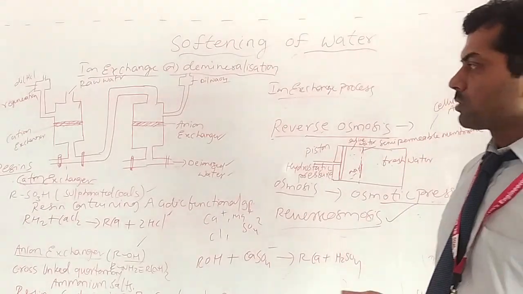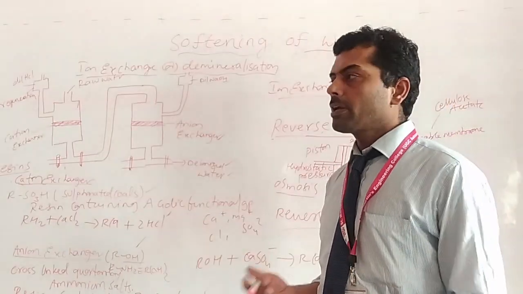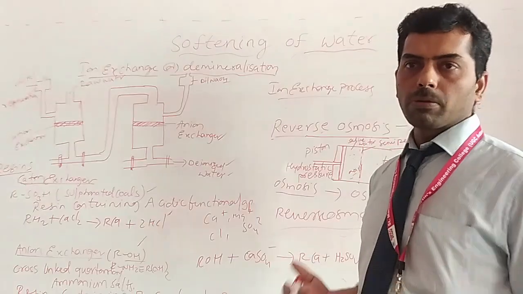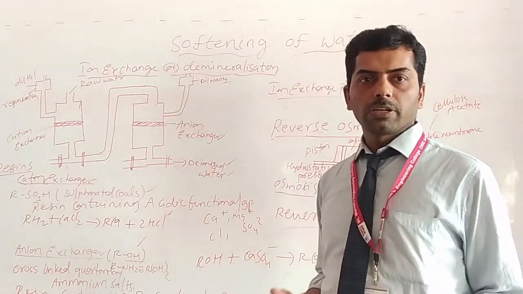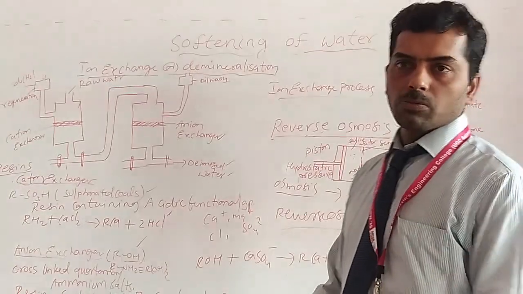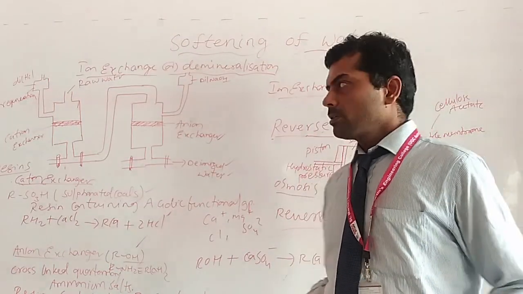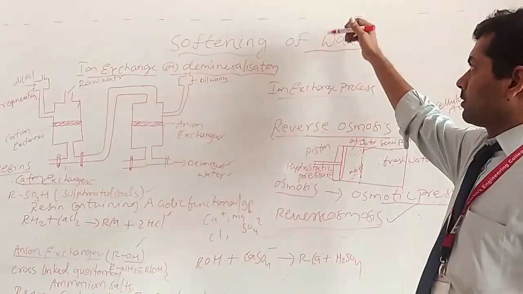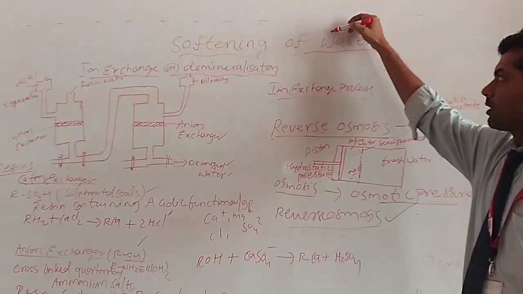It can be used for different types of activities for industrial purposes, in areas where there is a deficiency of water, and in coastal areas where there is more salt content. So these are the steps involved in softening of water.